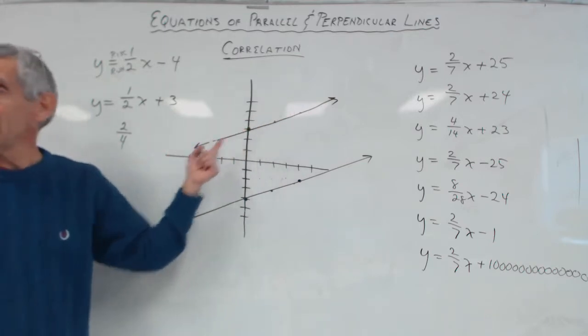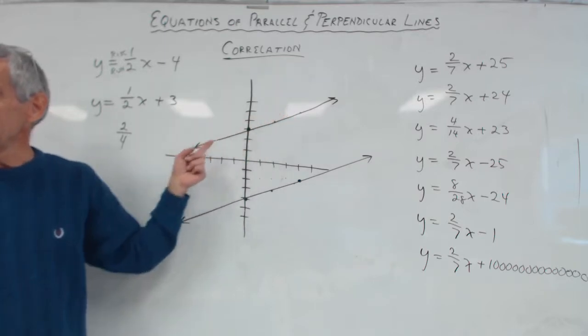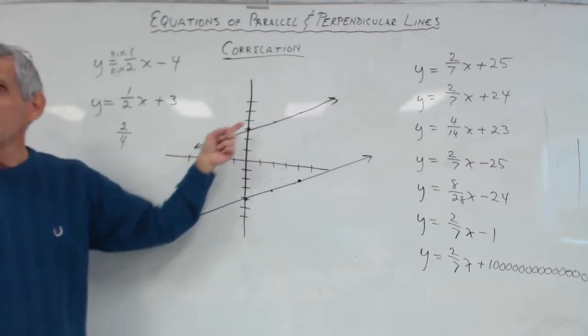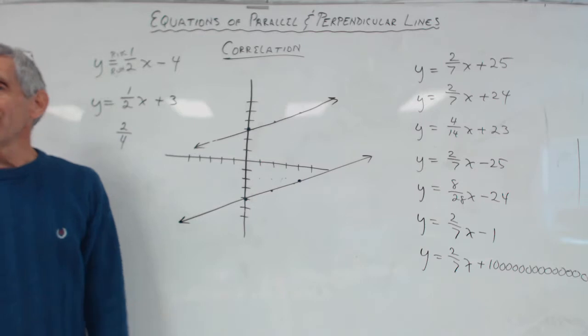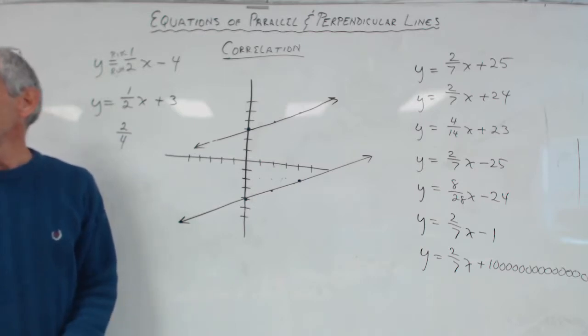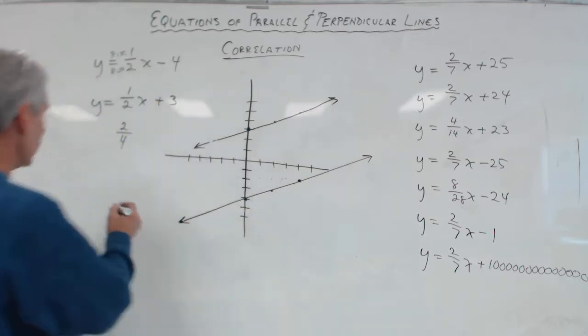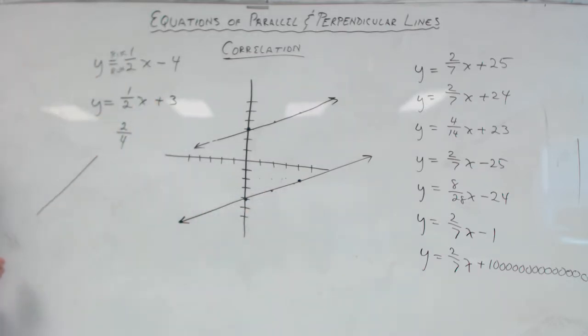If this line is going up to the right, what is a perpendicular line and what direction will it be going? First of all, what is a perpendicular line? Perpendicular to that, how would I do it? It would be like this. And perpendicular means what? Crossing at a 90-degree angle. This angle has to be 90 degrees, right?